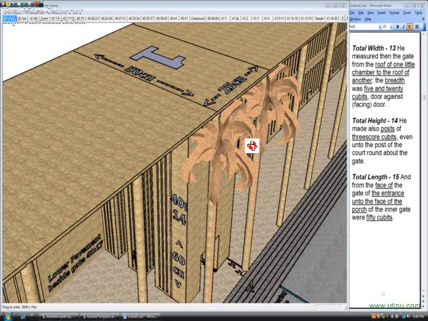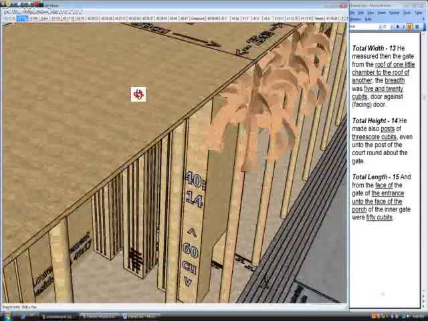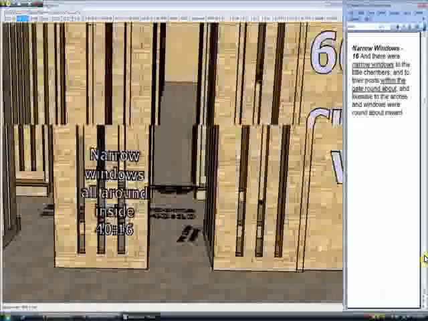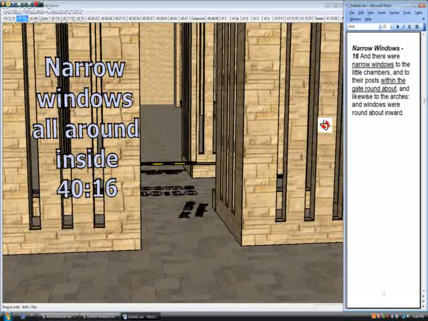Okay, this is part 2 of our survey of Ezekiel chapters 40 through 49, and we left off with the overall dimensions of the east outer gate. Next, the angel shows him narrow windows to the little chambers, and likewise to the arches.